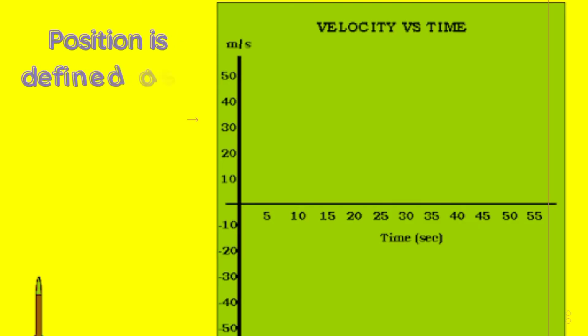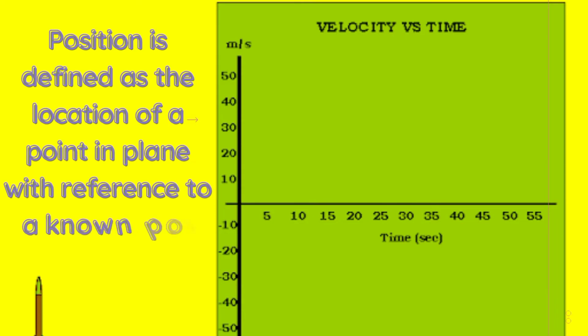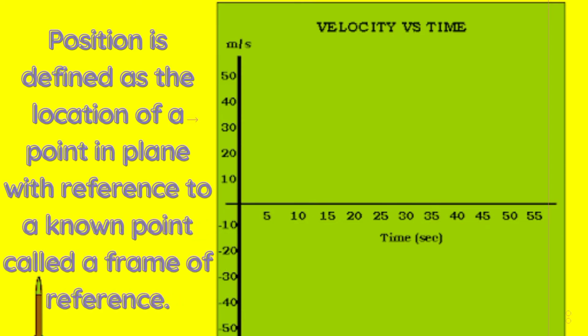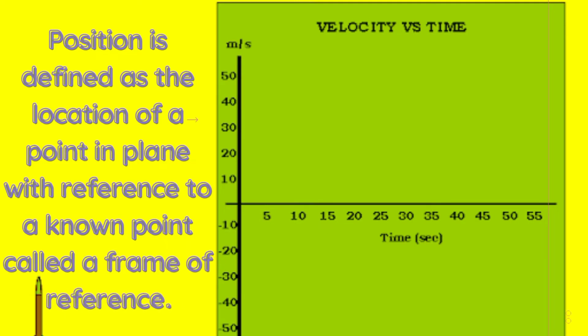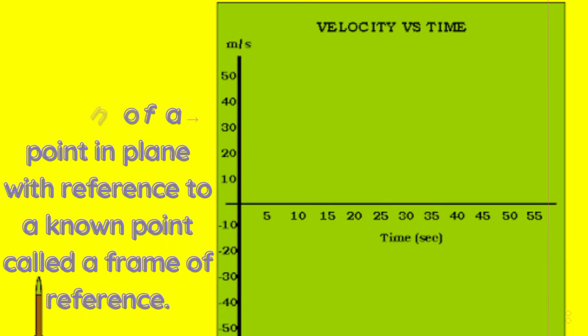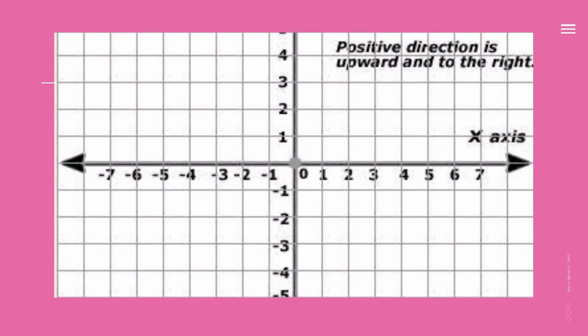What do we understand by position? This is defined as the location of a point in a plane with reference to a given point, and this reference is called a frame of reference. In dealing with position, we have what is called the Cartesian plane, and it has the x and the y axis. And we shall look at this using a video to illustrate.